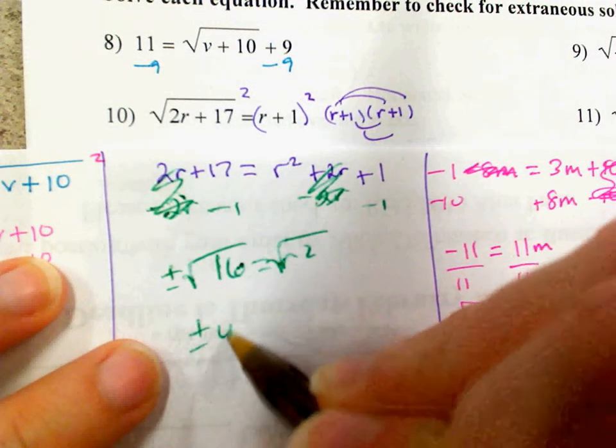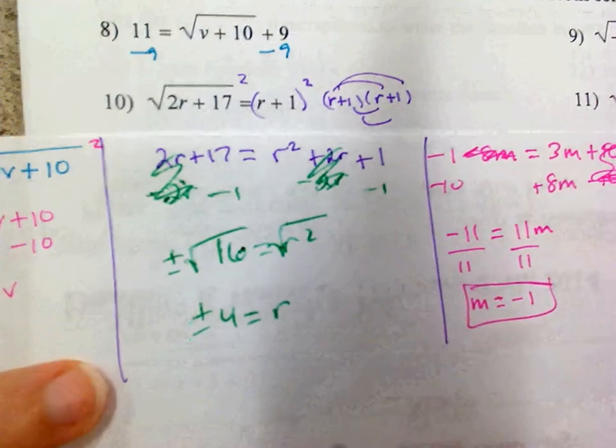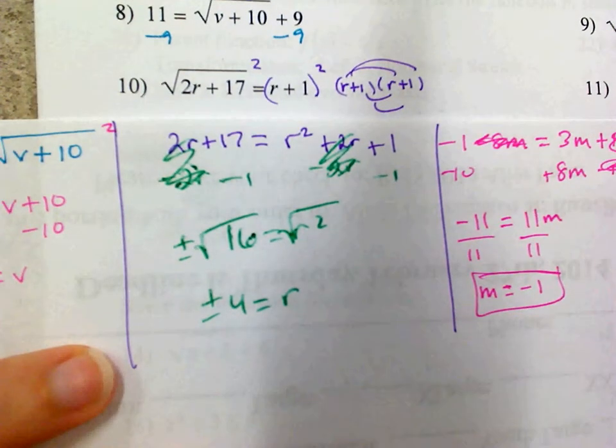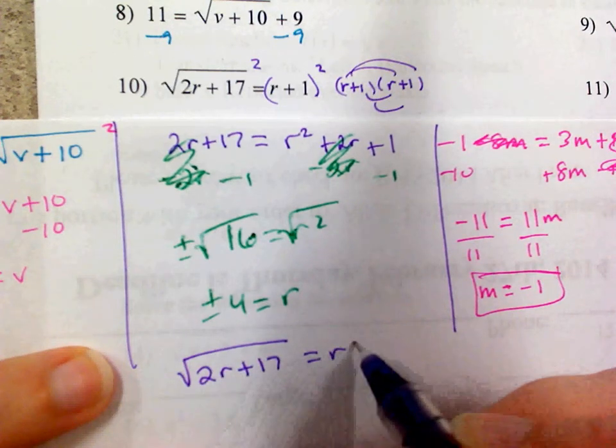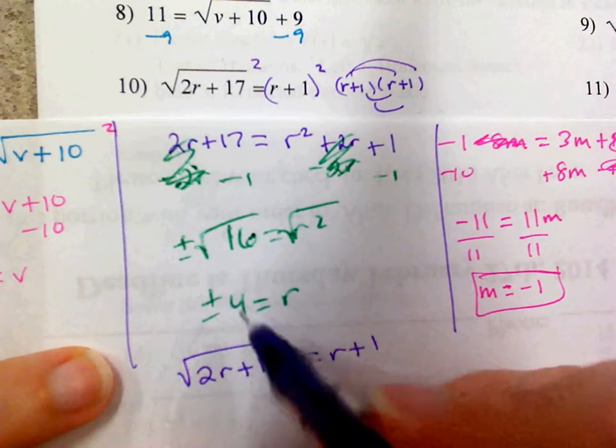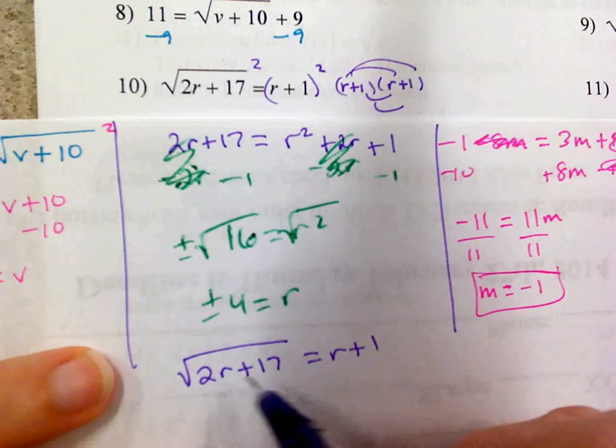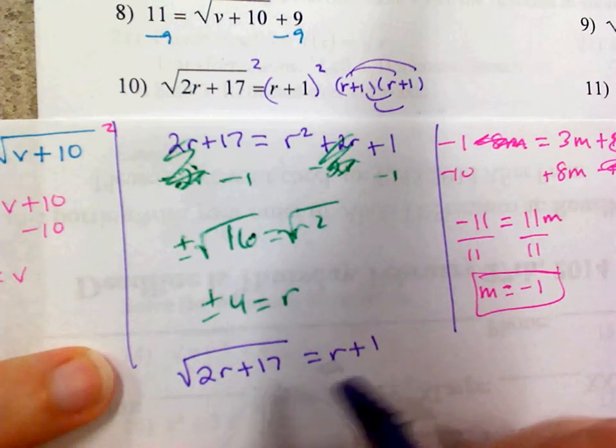Okay, so remember I need to check for extraneous solutions. My original equation says the square root of 2r plus 17 equals r plus 1. If I plug in positive 4, 2 times 4 is 8, 8 plus 17 is 25, square root of 25 equals 4 plus 1, 5, and that's true.